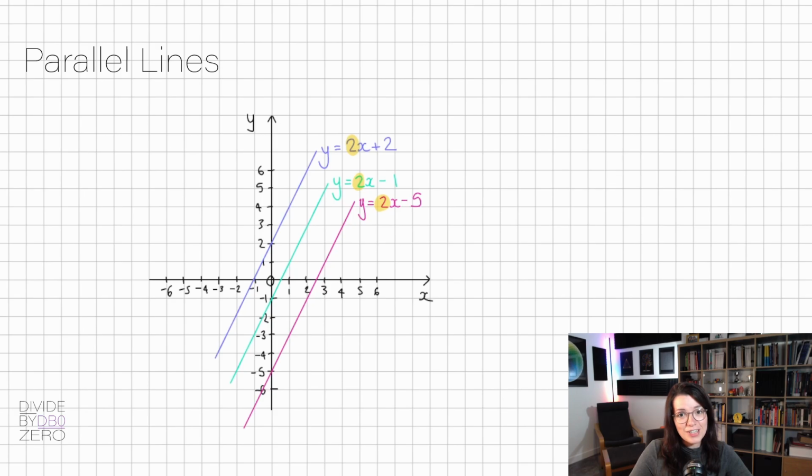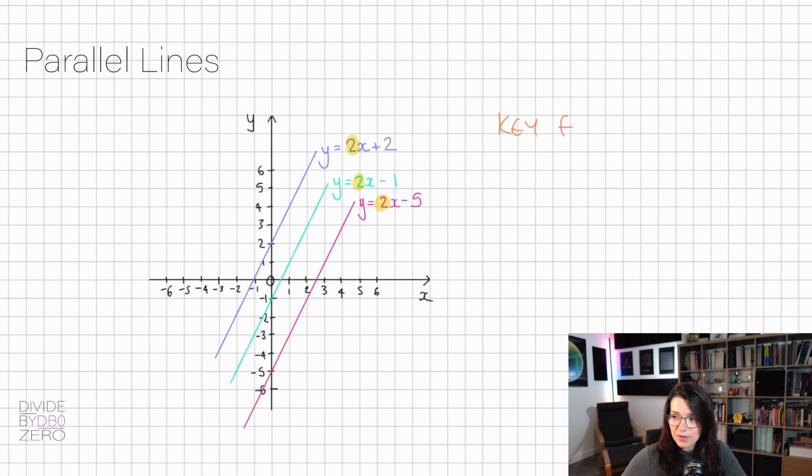Final idea for this video is parallel lines. So as you can see here, I've drawn a bunch of lines which are in fact parallel to each other. So parallel meaning traveling in exactly the same direction and they will never meet each other. They all have different y-intercepts because they're all crossing the y-axis at different points. But do you notice that they all have exactly the same gradient? And that is the key fact here for parallel lines.